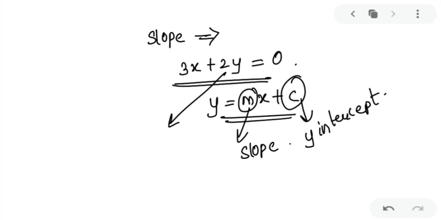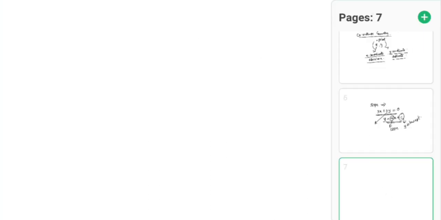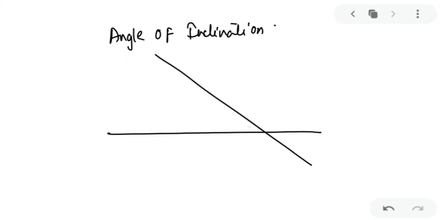Next, my dear kids, what is angle of inclination? The angle which your graph makes with x-axis towards the positive side will be called as angle of inclination. Towards the positive side. Okay, so that will be called as angle of inclination.